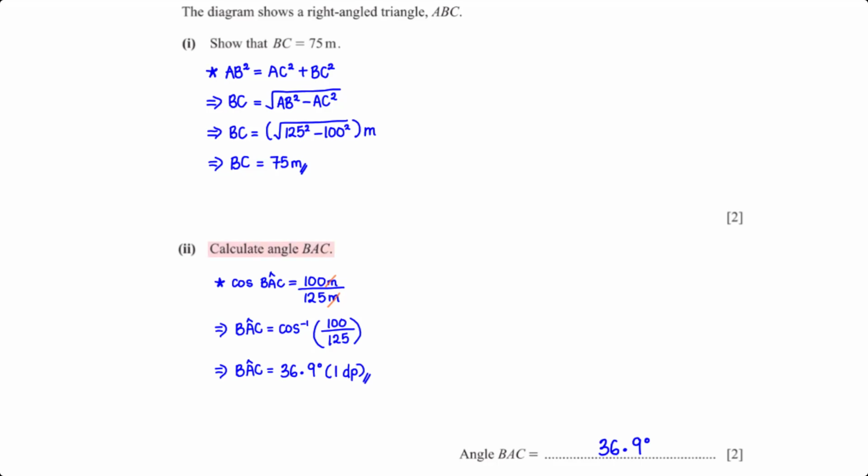Calculate angle BAC. To get angle BAC, we apply SOHCAHTOA. This gives us cos of angle BAC equals 100 meters divided by 125 meters. When we make angle BAC the subject, we have cos inverse of 100 over 125. When we type this into the calculator, we get 36.9 degrees rounded to 1 decimal place.